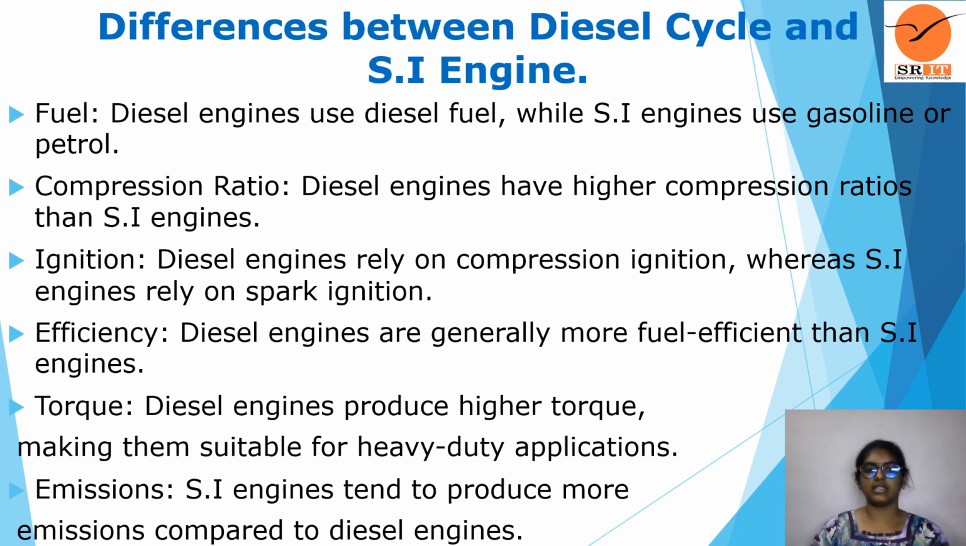Efficiency. Diesel engines are generally more fuel efficient than SI engines. Torque. Diesel engines produce high torque, making them suitable for heavy duty applications. Emissions. SI engines tend to produce more emissions compared to diesel engines.